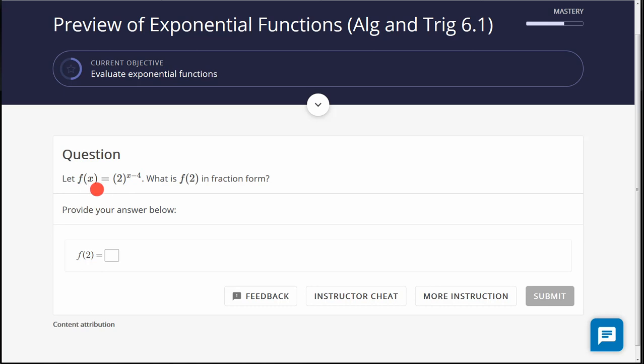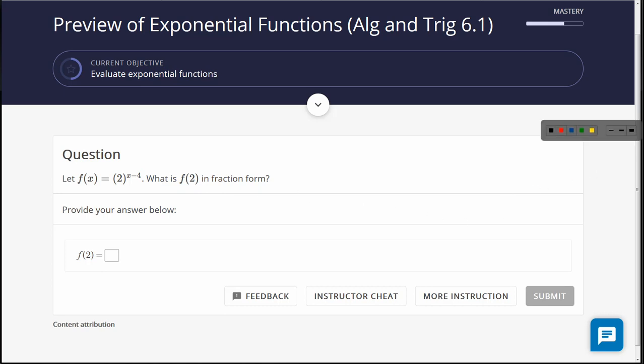We have this function here, f of x is equal to 2 raised to the x minus 4, and this is an exponential function. The variable is in the exponent, and everything else is a constant. Then we want to know what is f of 2 in fraction form. Basically it's saying find f of 2 and simplify it. So let's just do that.